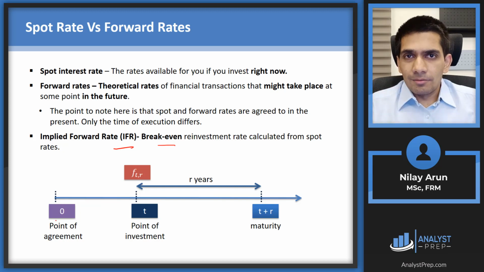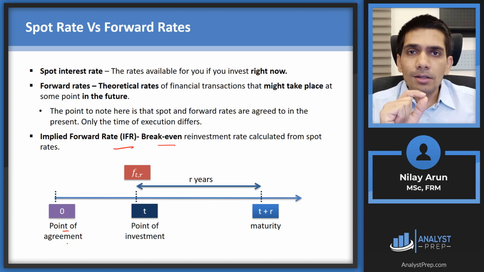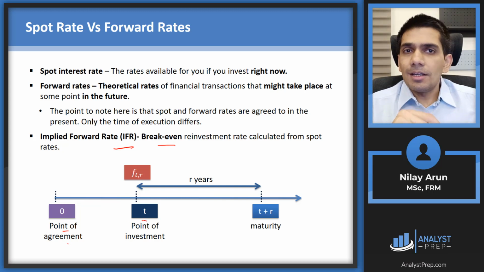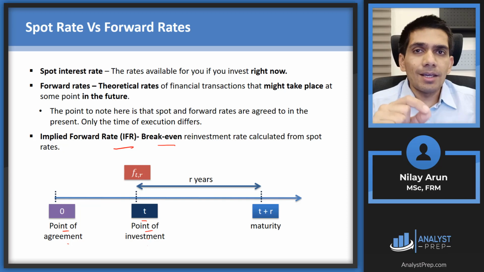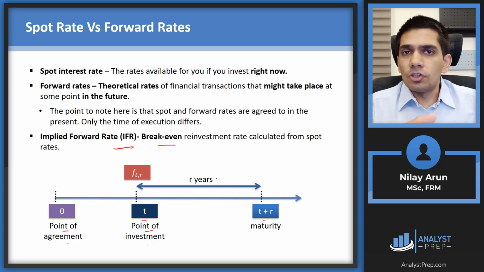Now, let's understand what the timeline looks like. 0 is today, the time period right now. That is where you're agreeing on what the forward rate is going to be. Time period T, the small t, is the point of investment. So let's say you want to invest your money starting 2 years from now for a period of 1 year, which means between year 2 and year 3, if we look at it from today, which is time period 0. So that would be the point of investment, and T plus R would be the maturity. R, let's assume, is 1 year for now. So time period 2 and 3, 2 would be the small t. T plus R means 2 plus 1 year, which is 3 years.